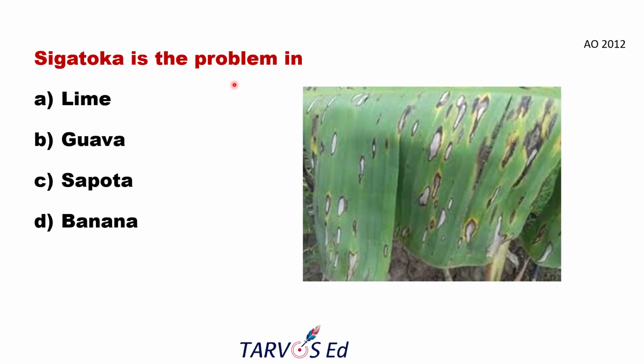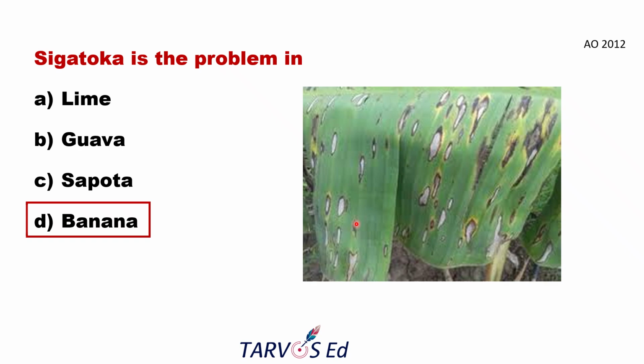Sigatoka is the problem in... Okay, so the answer will be banana. Generally, Cercospora leaf spot, you might have heard. When it affects the banana, we can say it as a Sigatoka leaf spot.